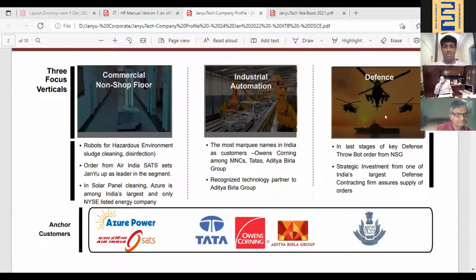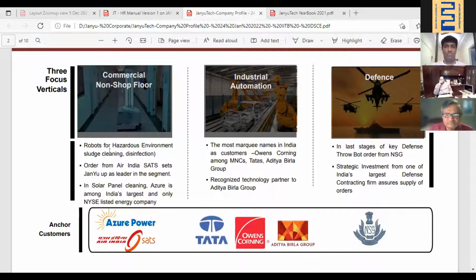A very quick brief about what Janyutech Technologies is as of today. We focus on three major areas. One is shop floor and commercial non-shop floor applications. So we have robots for hazardous environments, particularly for sludge cleaning and disinfection activities. And we have robots for large solar farms, where machines go around cleaning these large solar panels. That is one major area.